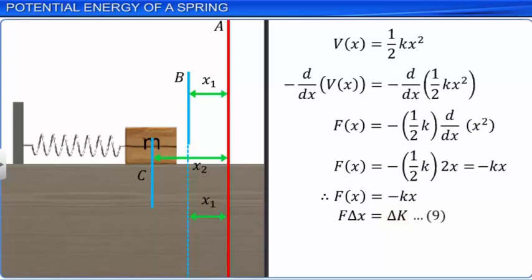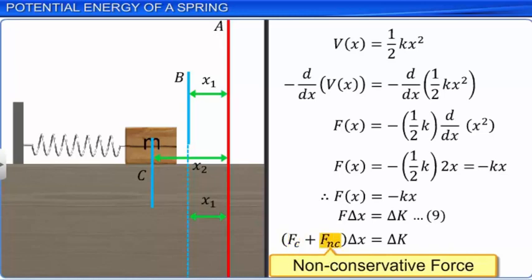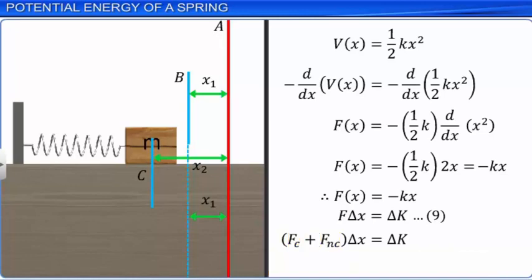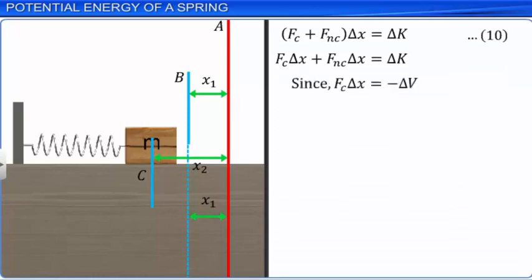Now, if the forces acting on the body include both a conservative force Fc and a non-conservative force Fnc, then equation 9 can be written as (Fc plus Fnc) delta x is equal to delta K. Let this be equation 10. Simplifying, we get Fc delta x plus Fnc delta x is equal to delta K. Since Fc delta x is equal to minus delta V, we get minus delta V plus Fnc delta x equal to delta K. Let this be equation 11.